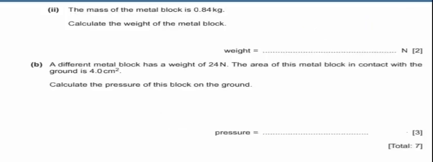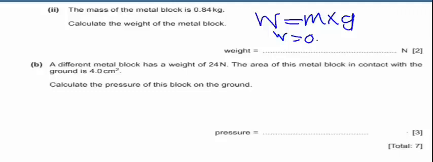The next question is, the mass of the metal block is 0.84 kgs. Calculate the weight of the metal block. So by using this formula, where we are going to say weight is equal to mass multiplied by gravity, you can easily calculate the weight of an object. So here weight we don't have, mass we have, which is 0.84 kgs. Then multiply by the acceleration due to gravity, which is approximately 10 meters per second squared. But in some cases, you can take 9.8.